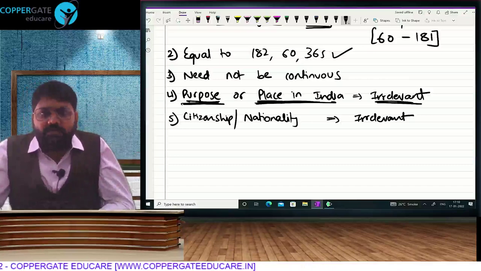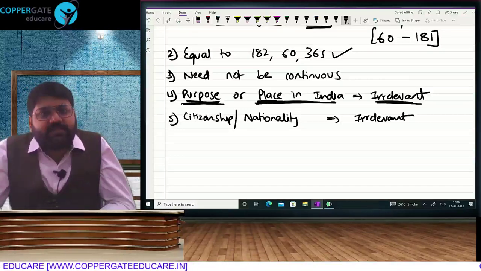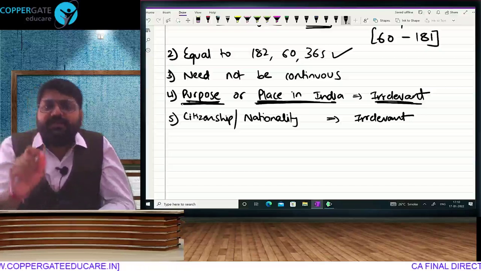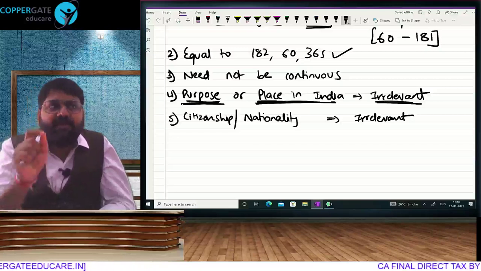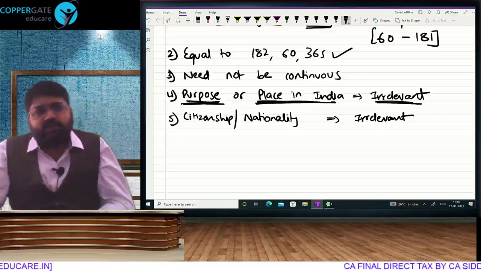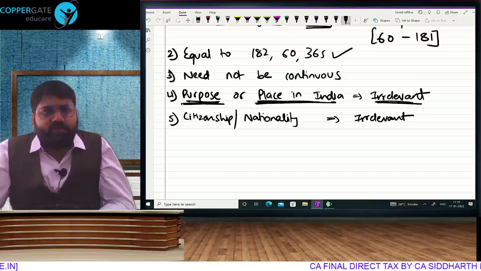Correct or no? Yes, sir. But she is a foreign national, foreign citizen. Irrelevant. For tax purposes, if she is physically present in India, she will be treated as a resident for the purpose of income tax. Have you understood this?